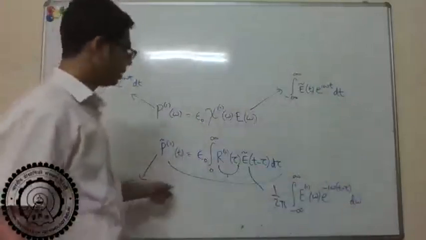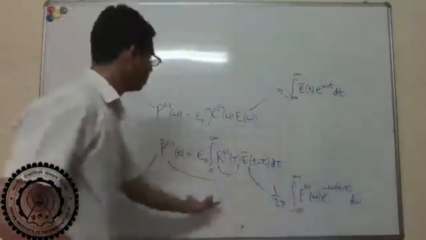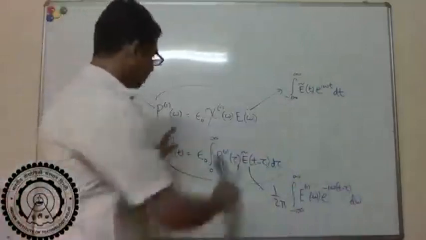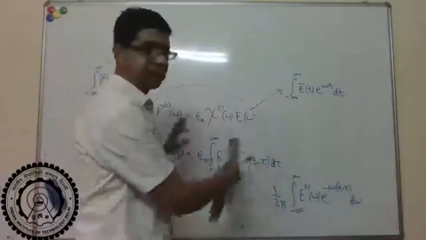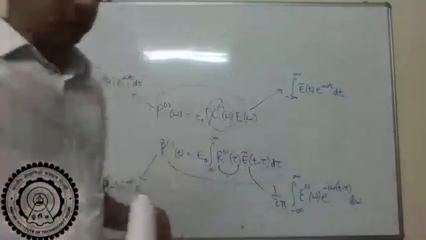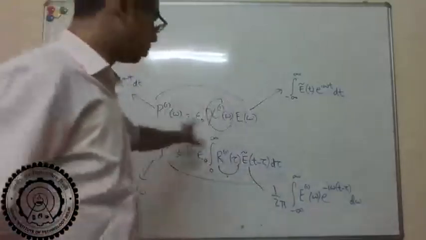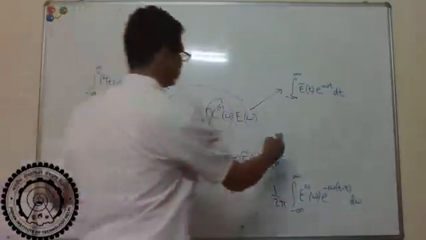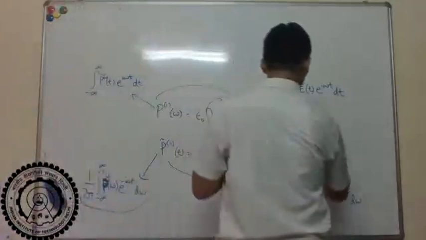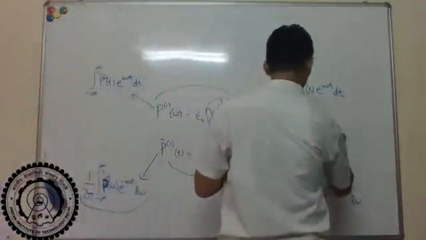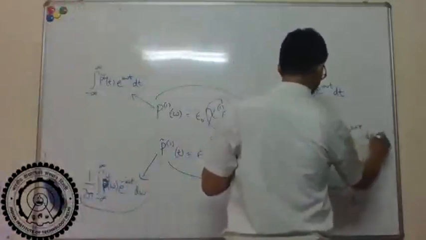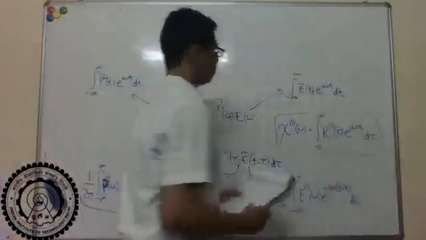So on the left hand side you have P1 of omega, on the right hand side you have P1 of omega, and you can compare the expression you get with this, right? So whatever is remaining inside the integrals has to be equal to chi, right? So you can just do that algebra, and you can see that chi1 is basically the Fourier transform of the response function.